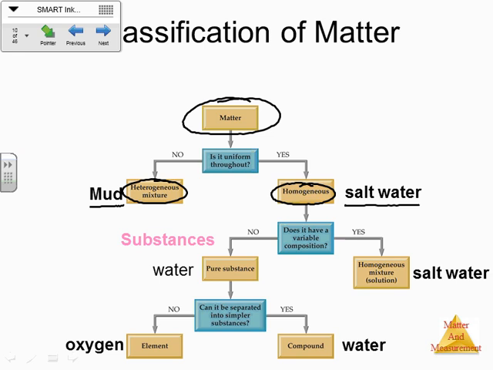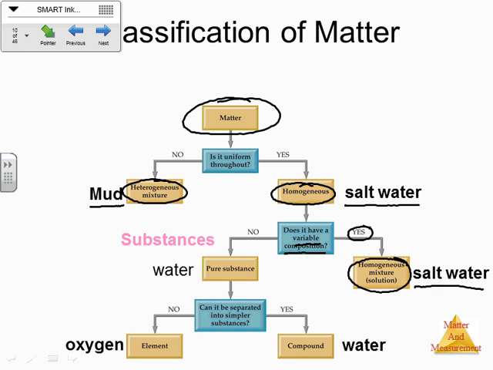Okay, now if it is homogeneous, does it have a variable composition? And what variable composition means, in other words, are there a couple of different things in there that you could separate out physically? Okay, and if the answer to that is yes, then we've got a homogeneous mixture. Okay, this is not a compound or an element. This is actually a mixture, but it's a good mixture, so it's homogeneous. It's uniform. And an example again of that would be salt water.